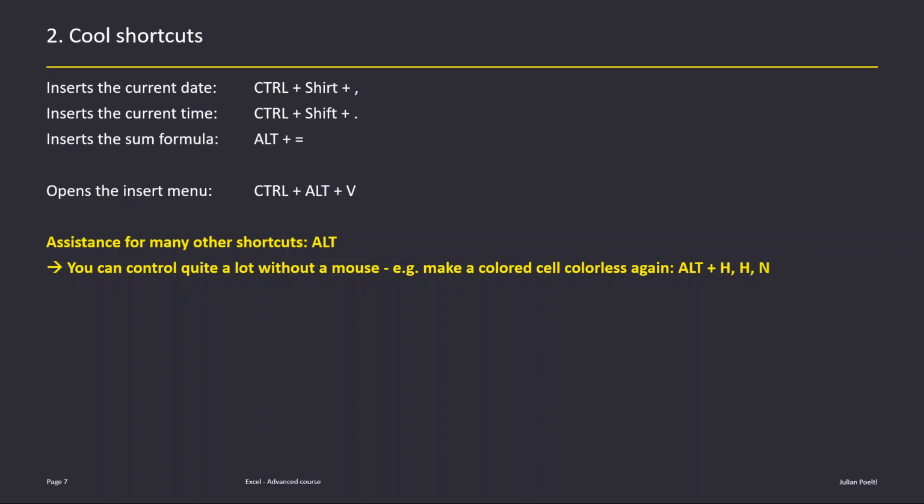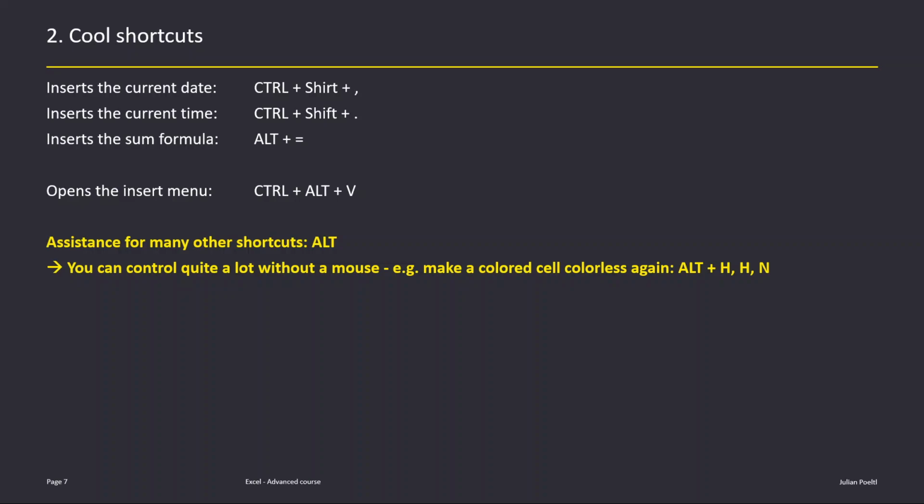Also, a few cool shortcuts I use very often: to insert the current date, it's Control Shift comma, and to insert the current time is Control Shift point. To insert the sum formula, it's Alt and equal sign, and to open the insert menu, it's Control Alt V.